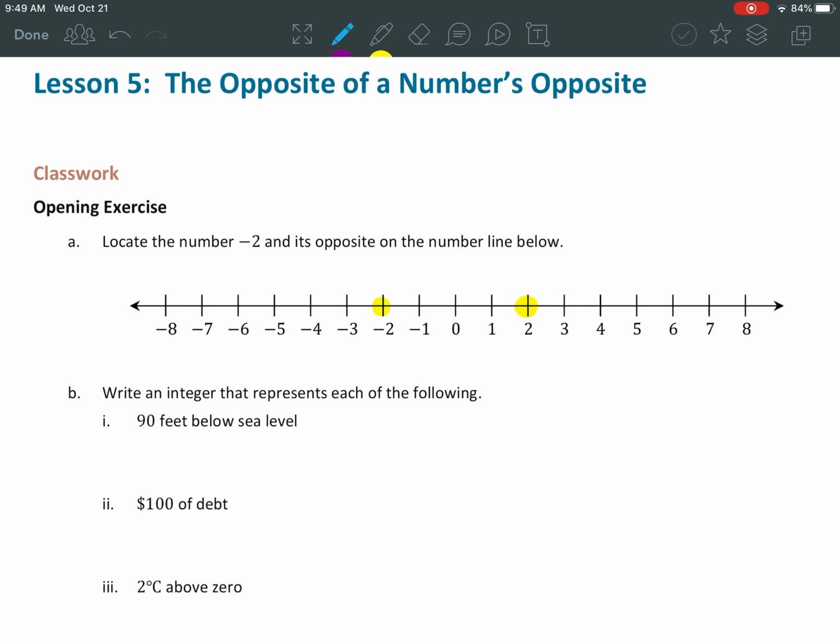When we're talking about the opposite of the opposite, if -2 is our number and 2 is the opposite, we want the opposite of 2 because that's the opposite of the opposite. So that would get us back to -2.